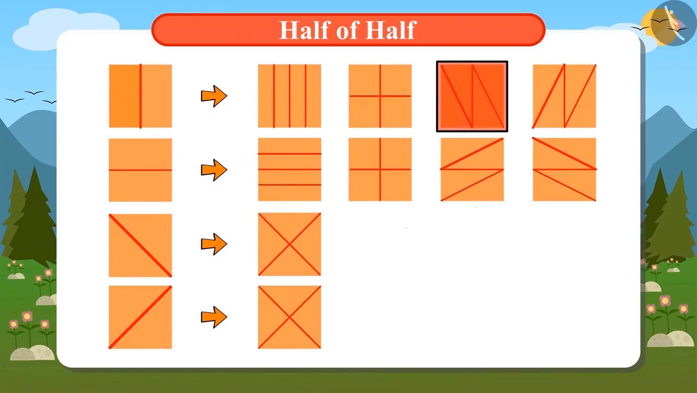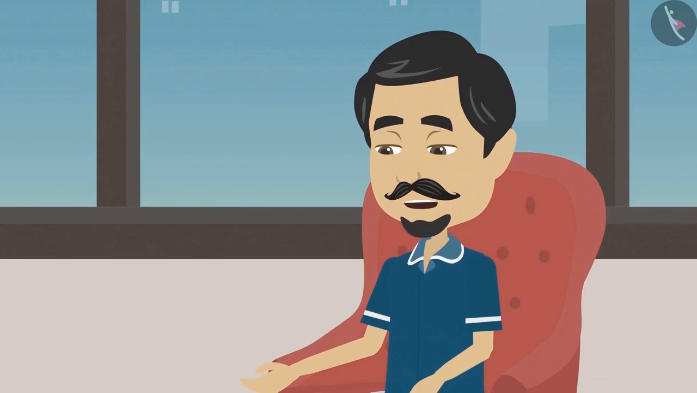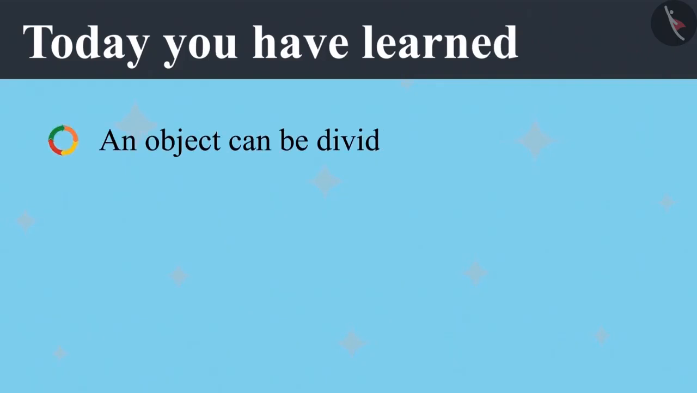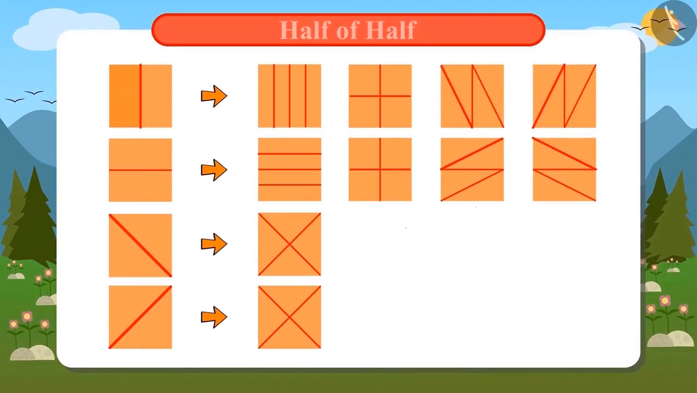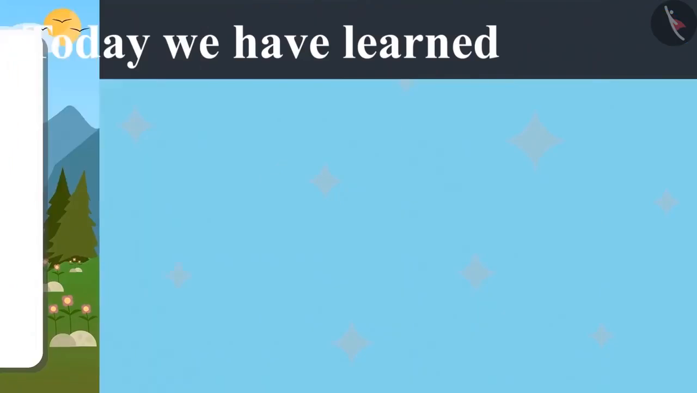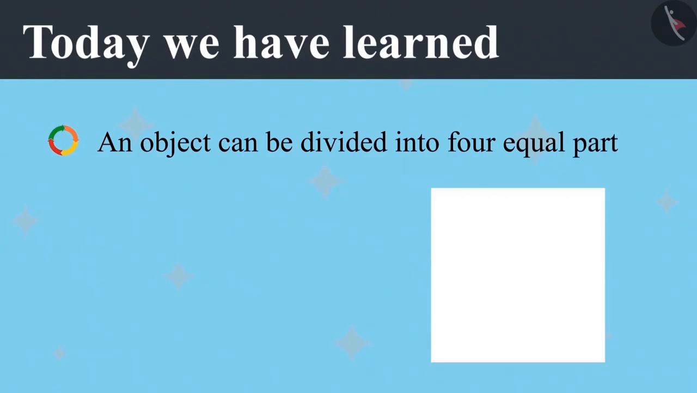I like this one the best. And I like this one because it is so simple. But we will divide the field whichever way you like. Thank you, Daddy. Today you have learned an object can be divided into 4 equal parts in many different ways. Vandana divided a square-shaped figure into 8 1/4 parts. You can also take a square-shaped paper and observe the number of ways you can find to divide it into 4 equal parts.